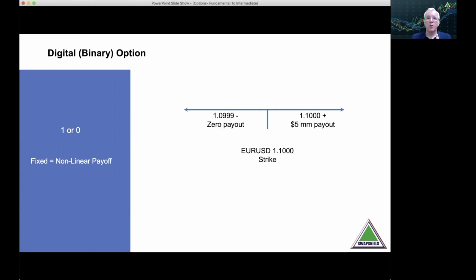So whether it's 1.1001 or 1.5001, it doesn't matter. As long as it's higher than 110, I'll pay you a fixed rate, 1 unit, that we pre-agree. If it's below that, you get nothing. So that's a digital option, and we use these a lot in principal protected products called range accruals or range deposits, where the principal is at risk, it's just the coupon that is at risk.